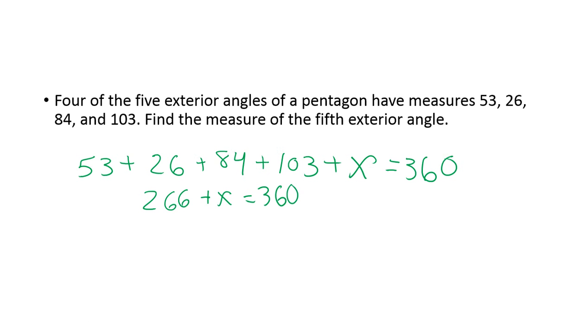Now we want to solve for x, so we subtract 266 on both sides. 360 minus 266 gets us 94, and 94 is that fifth exterior angle.